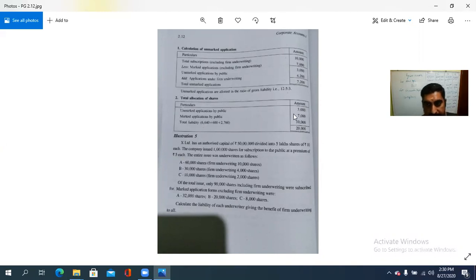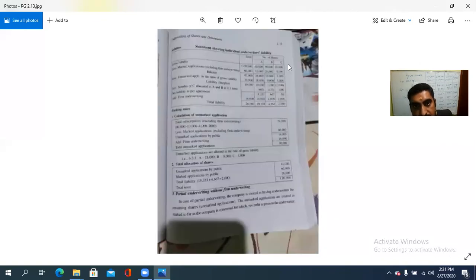So in this way, the questions will ask, 1 lakh is the total share. Out of the 1 lakh, 90,000 only need to be underwritten. Out of the 90,000, 16,000 is the firm underwriting. 10 plus 4 plus 2, 16 is the firm underwriting. Then marked application was 32 plus 8 is 40 plus 20, 60 is the marked application. Okay, clear? So then calculate the liability of each case. So we are going to do this one now.